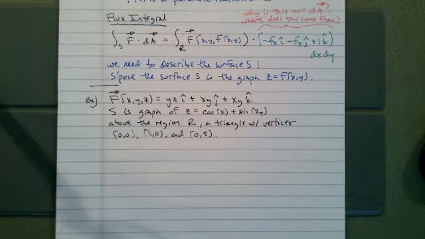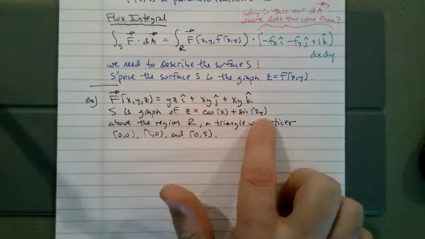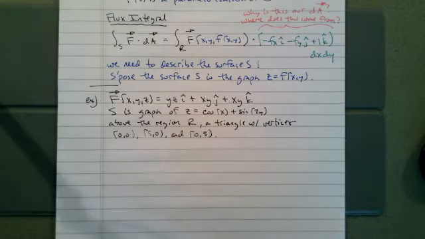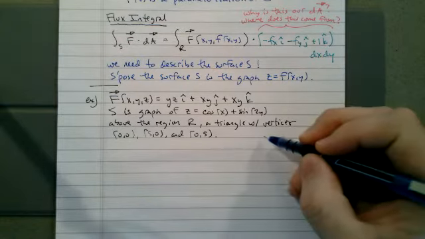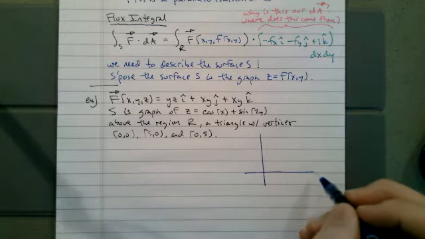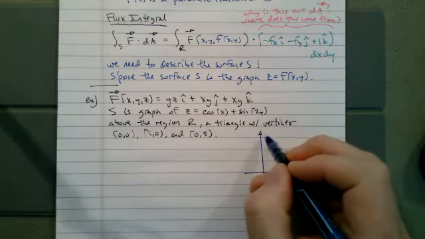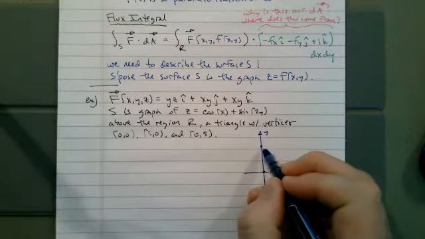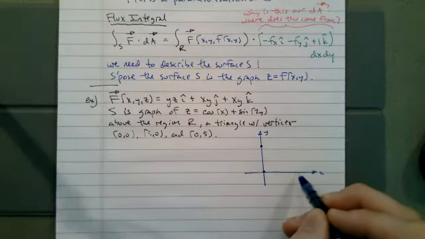I don't want to say over this entire surface because the surface goes on forever. So I'm going to restrict my surface to be the surface given by this function above the region R, which is going to be a triangle with vertices at 0, 0, 5, 0, and 0, 5.